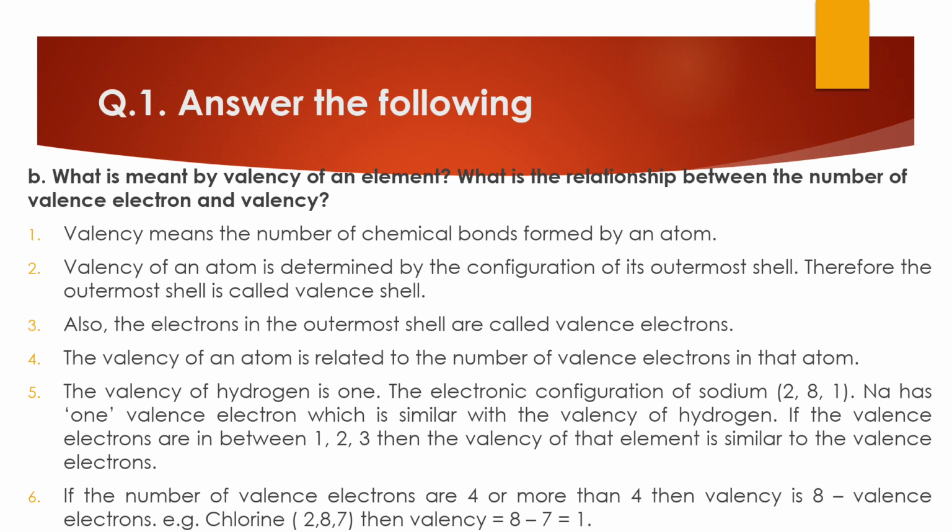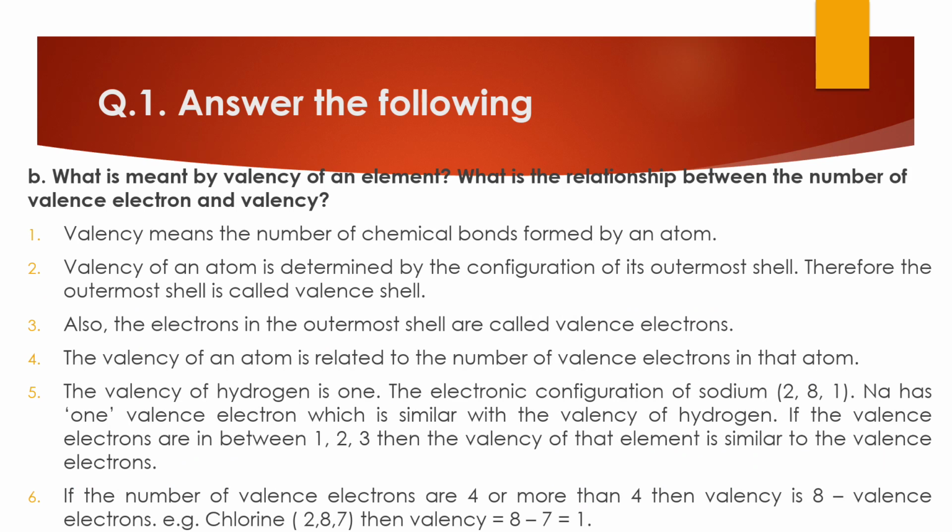If 3 electrons are present, then the valence will be 3. So, the valency of an element is similar to the valence electrons in case of atoms having valence electrons between 1, 2 and 3. But if the number of valence electrons is 4 or more than 4, then the valency is 8 minus valence electrons. For example, chlorine, the electronic configuration is 2, 8, 7.